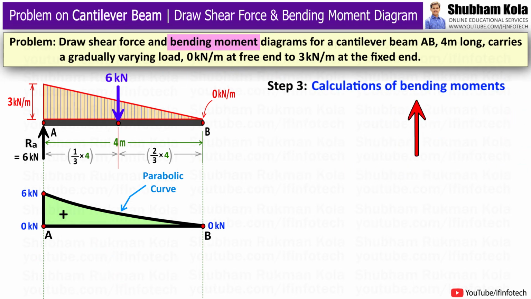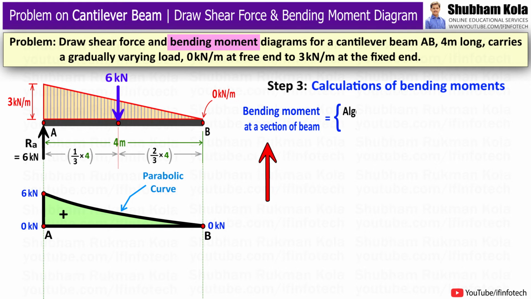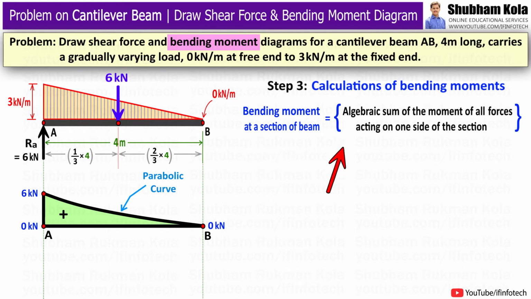Now the next step is calculation of bending moment. So bending moment at a section of the beam is calculated as the algebraic sum of the moment of all the forces acting on one side of the section. So to calculate bending moments, we can start either from the left end or from the right end of the beam. Here I will start from the right side.